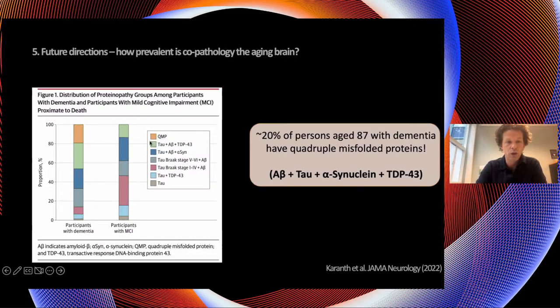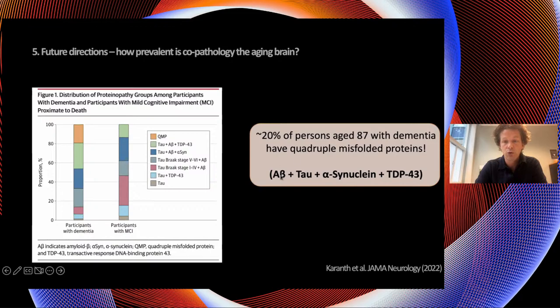You can see that roughly 20% of them had QMP, which stands for quadruple misfolded proteins. So 20% of those individuals had amyloid and tau and alpha-synuclein and TDP-43, which really highlights the complexity of dementia, where there are so many things going on at the same time.